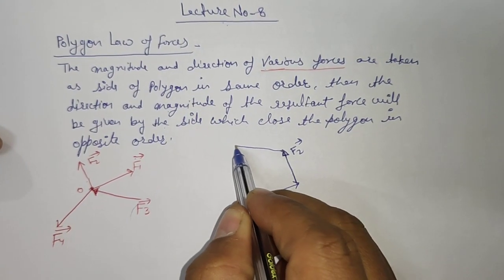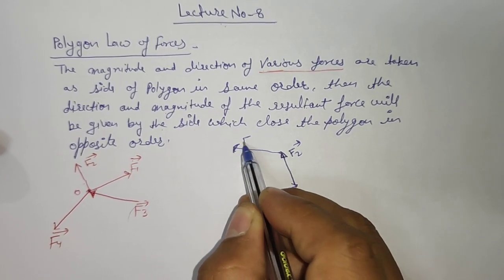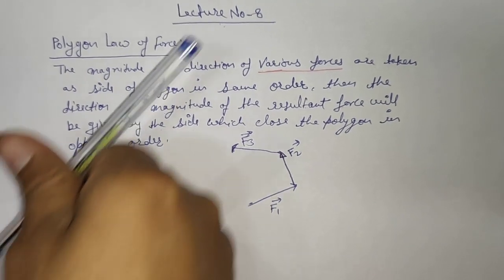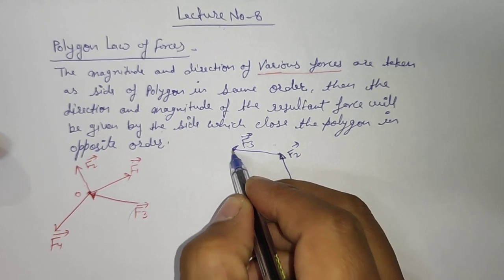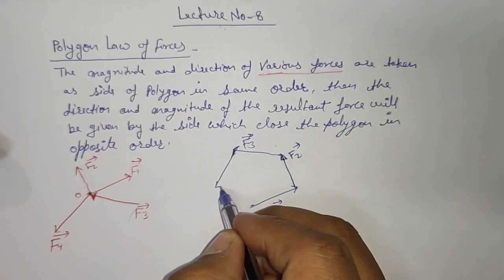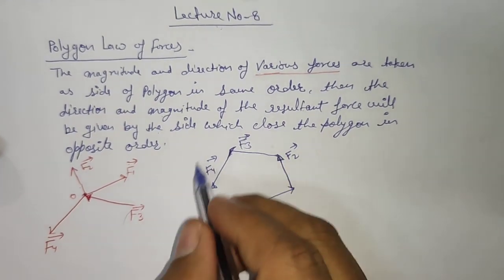This is the F3. The F4 we can shift. इसको पीछे ले जाएं वैसे के वैसे, बैकवर्ड डायरेक्शन. We will shift it in backward direction. This is the F4. So we have made a polygon.